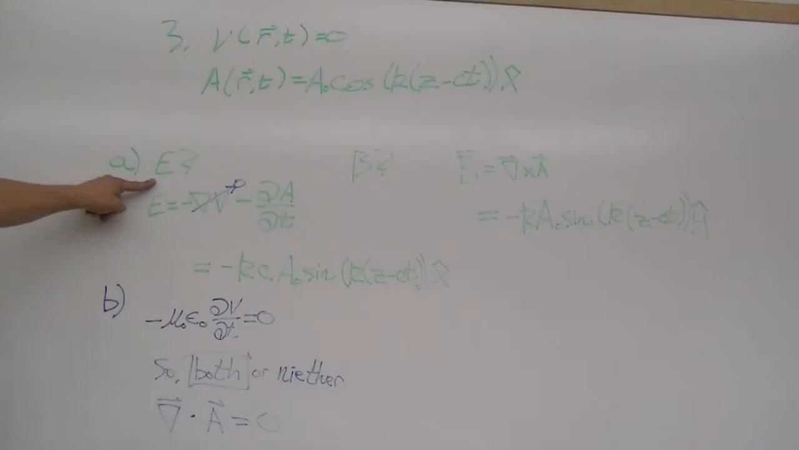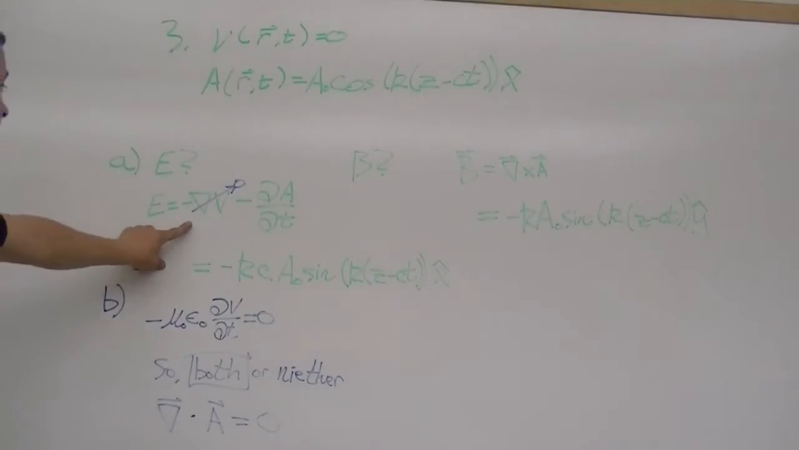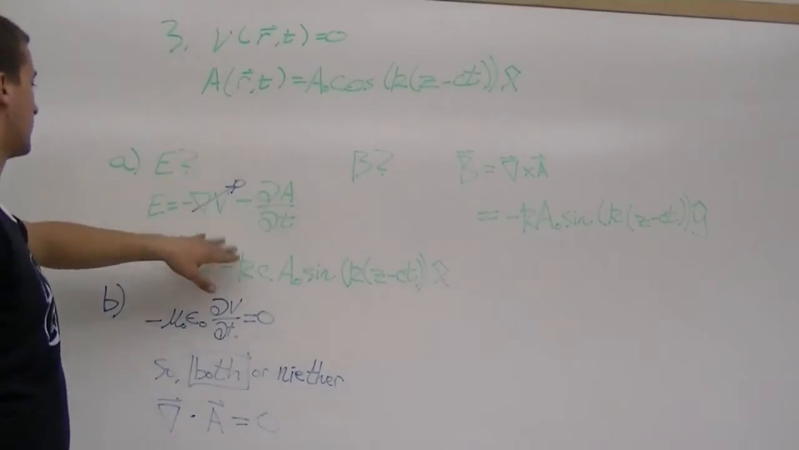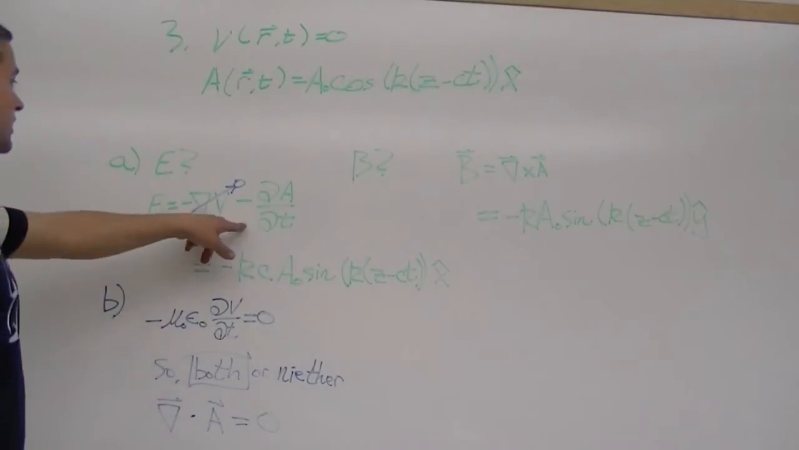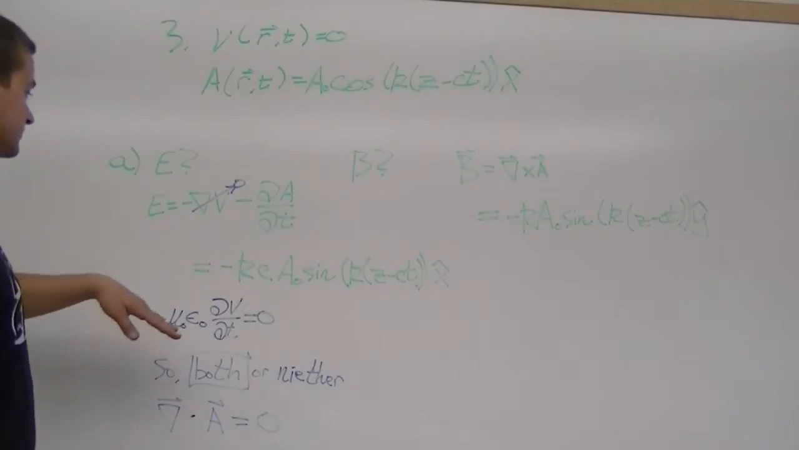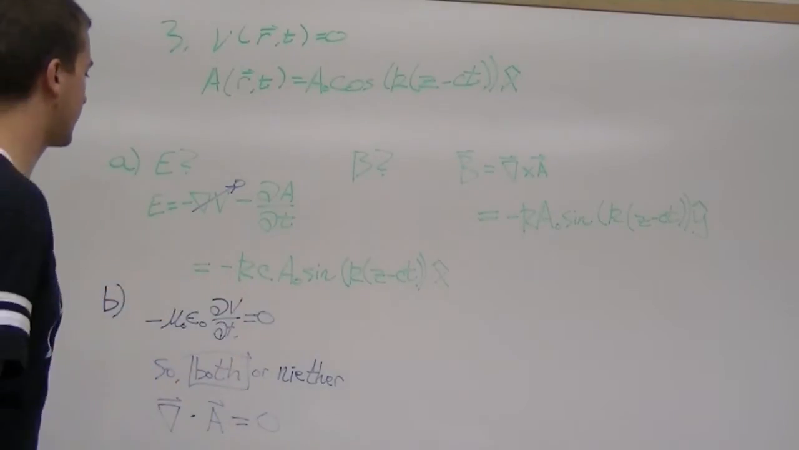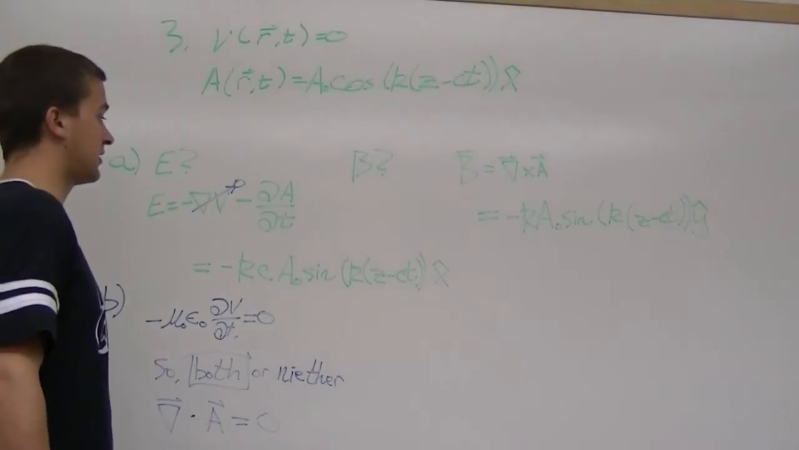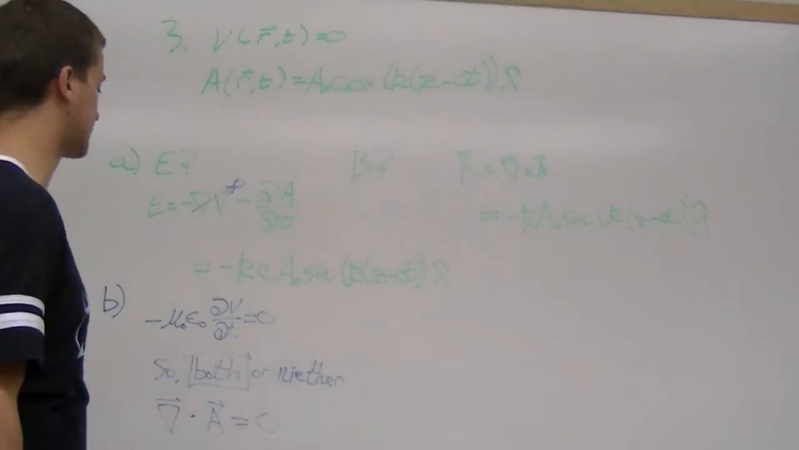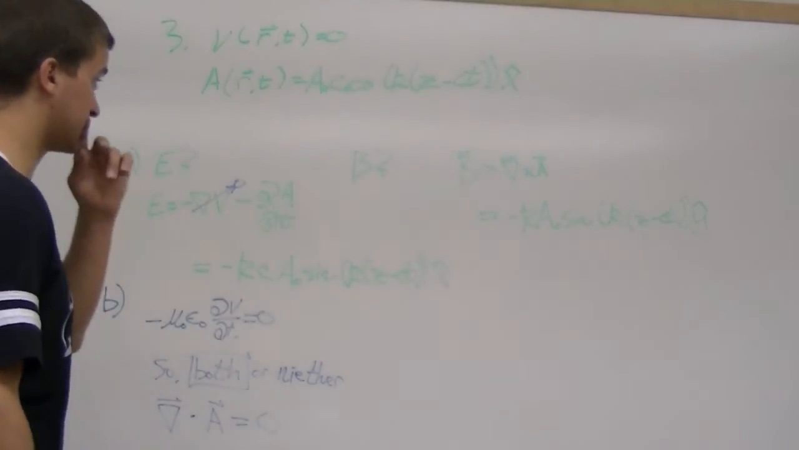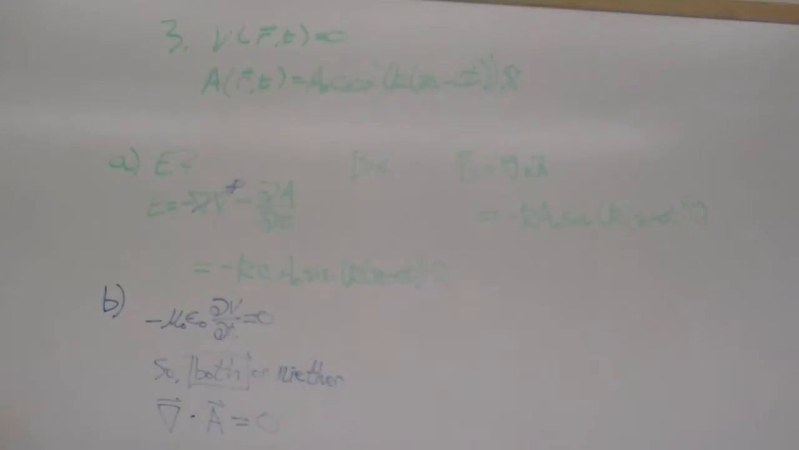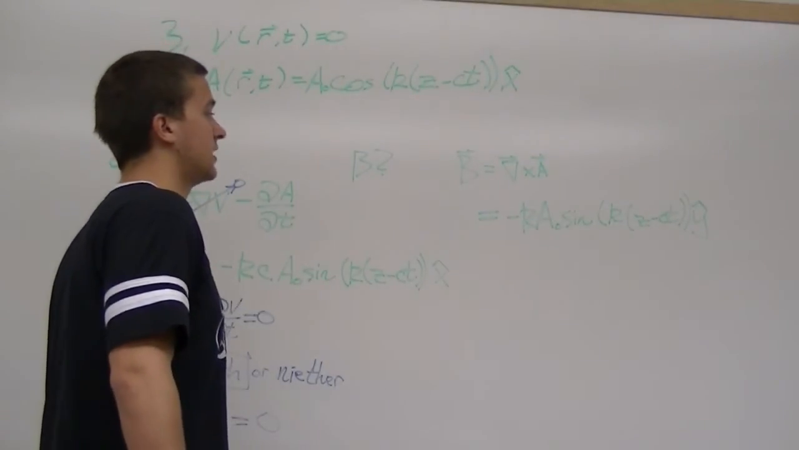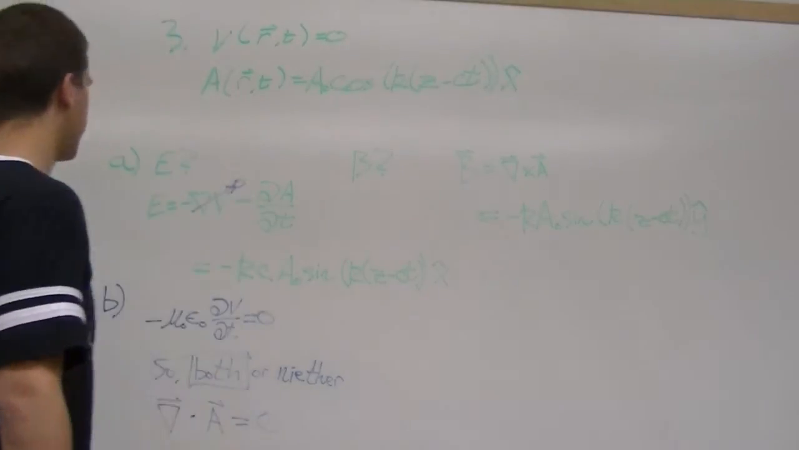So E, the electric field, is defined as negative del V minus dA/dt, and since V is 0, del V will also be 0, so negative dA/dt is just going to give us negative kc A naught sine of k times (z minus ct) in the x hat direction. B is defined as the cross product of del and A, so that's going to give us negative k A naught sine of k times (z minus ct) in the y hat direction.